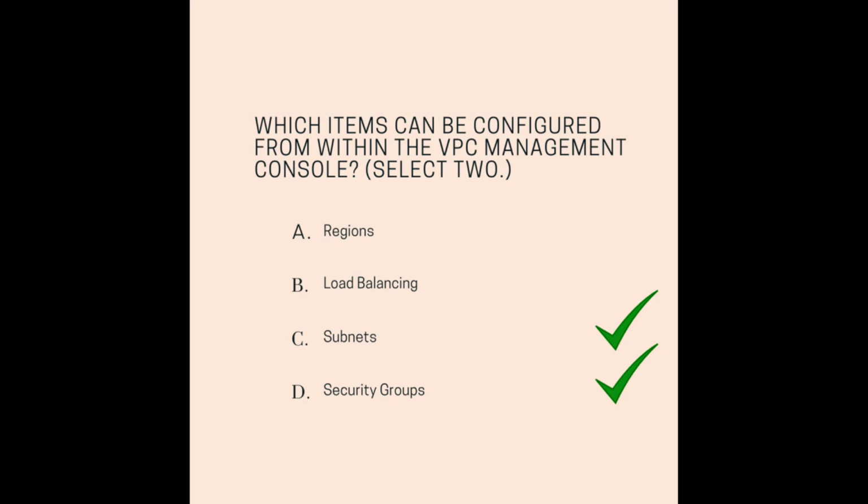Answer is C and D. Because subnets and security groups can be configured from within the VPC console.